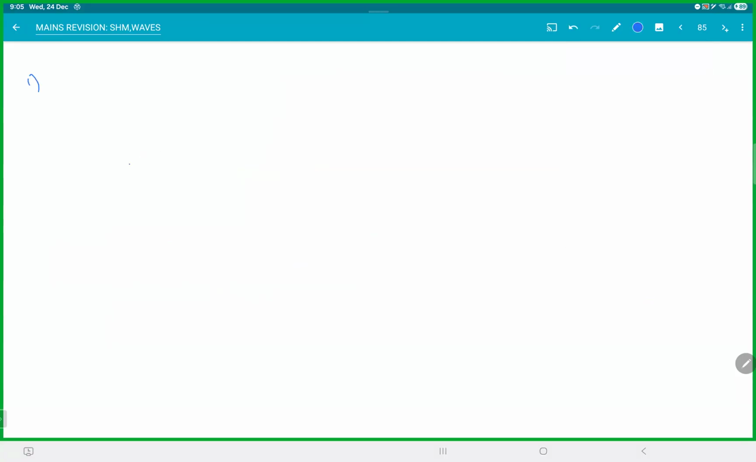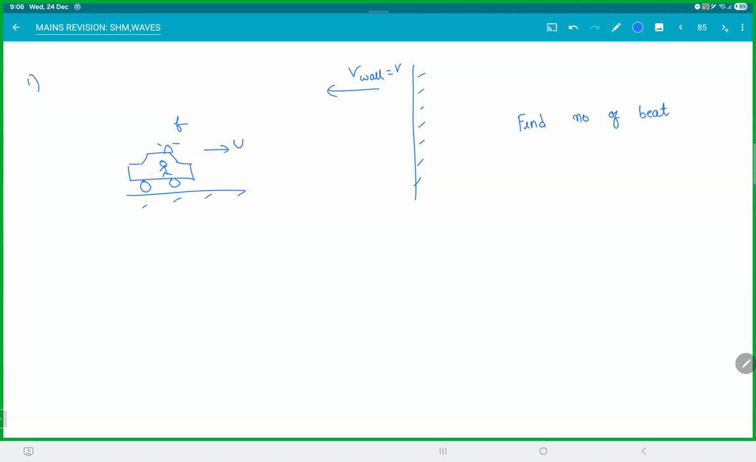Then, like I said, Doppler is not there, but let's do one question just in case. We have a vehicle here, frequency F, going with speed U. There is a wall here, which is also going with speed V. The observer is inside. Find the number of beats per second heard by the car driver. The driver is hearing two sounds, one direct frequency and another the reflection, the echo. If you got this, I think your basic Doppler equation, you're clear.